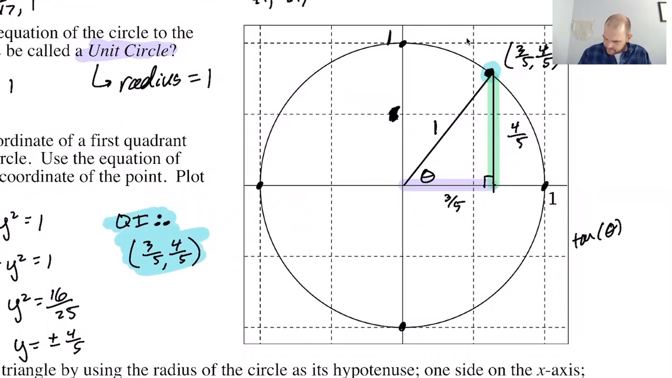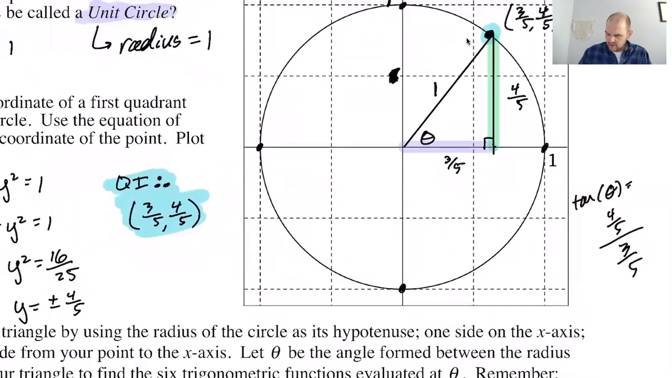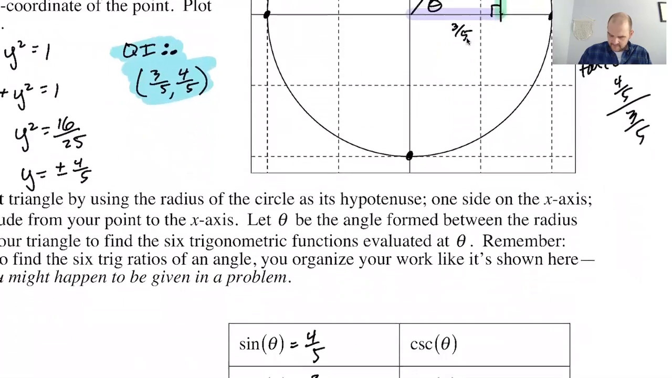Tangent of theta equals 4/5 divided by 3/5. Because they're both over fifths, you can just knock off the denominators and it's 4/3. But also look at that. It ended up being the y-coordinate divided by the x-coordinate, which makes sense because you're doing opposite over adjacent, and opposite is y and adjacent is x. So this looks like maybe it's a thing.